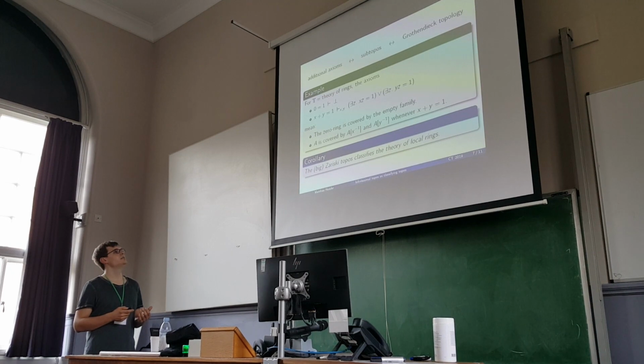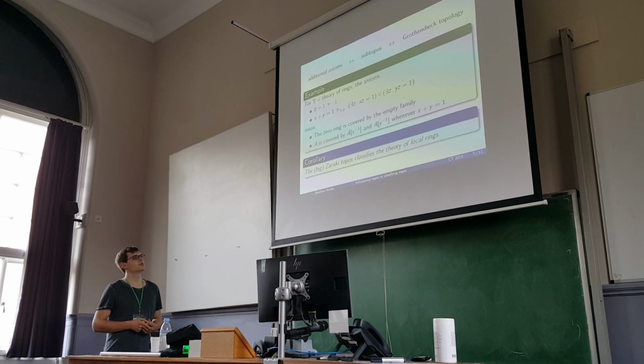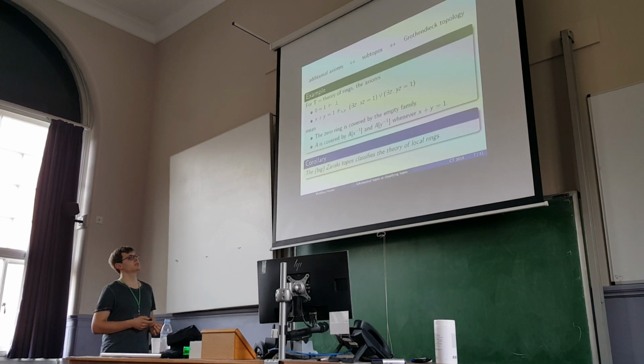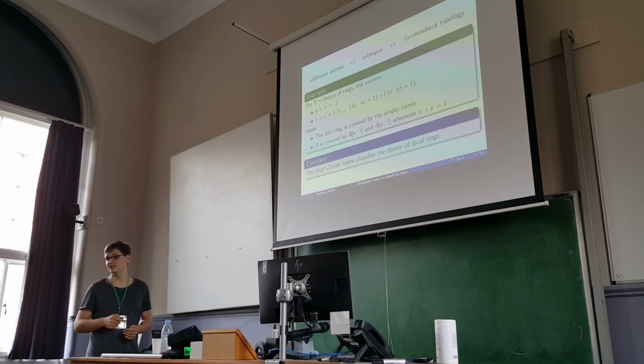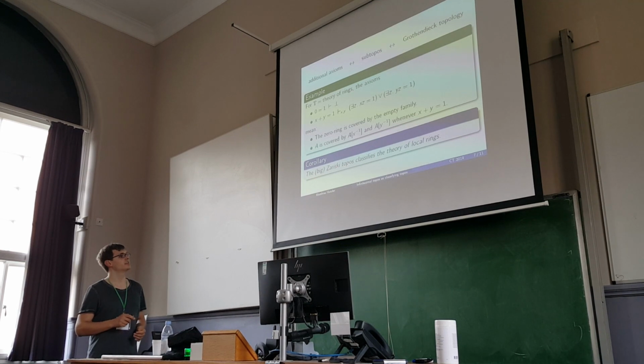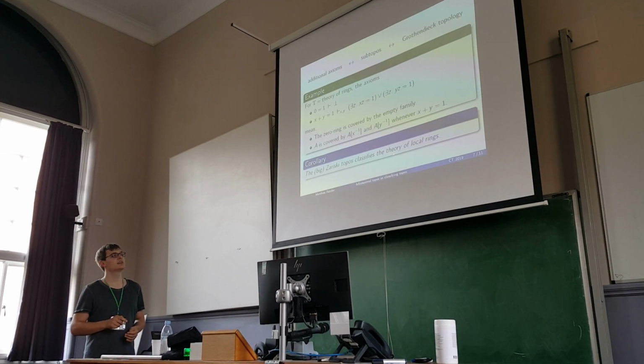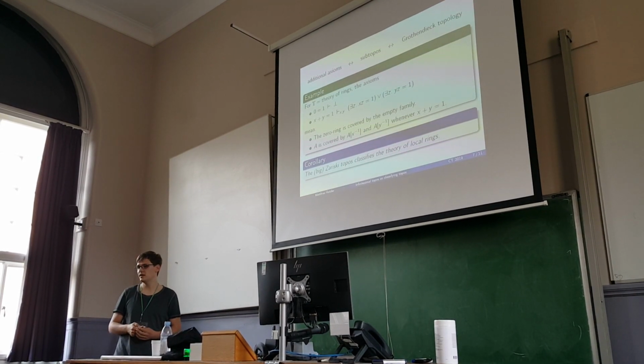This gives us a topology on the category of finitely generated rings, and this topology has a name. It's exactly the Zariski topology. So as a corollary, we obtain that the big Zariski topos classifies the theory of local rings.